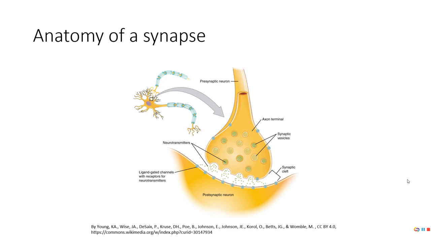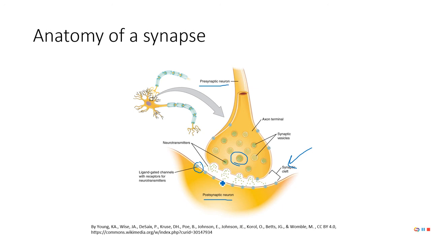So a synapse, this is the synapse right here, this space in between a neuron and another cell. It can be another neuron, it can be a muscle cell, it can be an endocrine gland, there's lots of things. But that's a synapse, is this space. So we have what's called a presynaptic neuron, and then we've got the postsynaptic neuron. The easiest way to tell which one is which is that the presynaptic neuron is going to be the one that has the vesicles. The postsynaptic neuron is going to have the receptors.